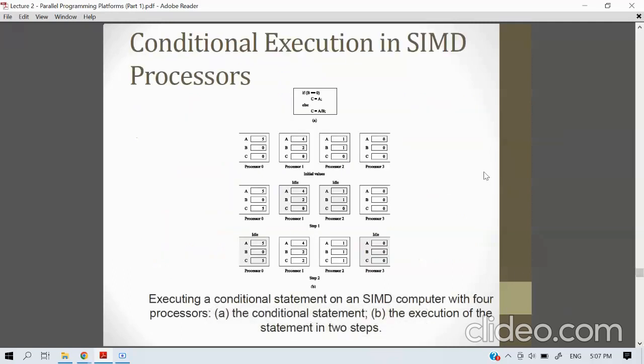Alright, so this is an example of how conditional execution is implemented in a SIMD processor. Imagine that A is a conditional execution structure that will be executed in steps. It will execute the data or the conditional execution one by one, step by step, until we get the result.